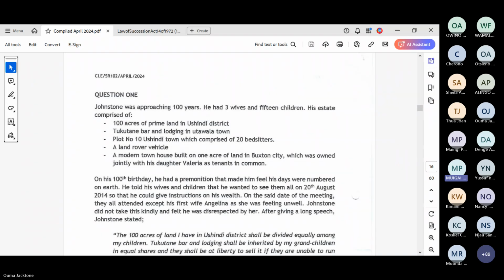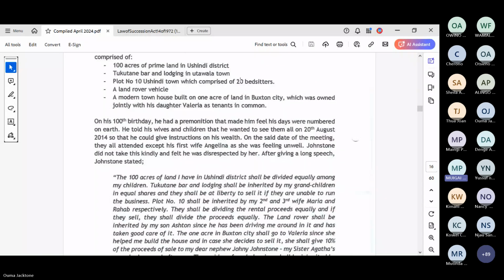After giving a long speech, Johnston stated, "The 100 acres of land I have in Ushindi district shall be divided equally among my children. Tukutane Bar and Lodging shall be inherited by my grandchildren in equal shares, and they shall be at liberty to sell it if they are unable to run the business. Plot number 10 shall be inherited by my second and third wife, Maria and Rahab, respectively. They shall be dividing the rental proceeds equally, and if they sell, they shall divide the proceeds equally. The Land Rover shall be inherited by my son Ashton, since he has been driving me around in it and has taken good care of it.